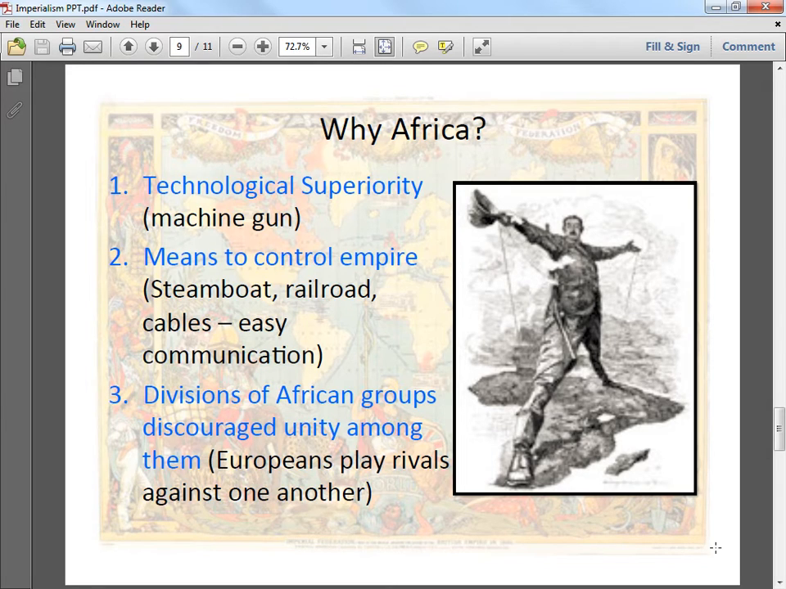Technological superiority is a huge driving factor with the machine gun, specifically the Gatling gun. The abilities of the steamboat and railroad make it very, very easy to control places far away.